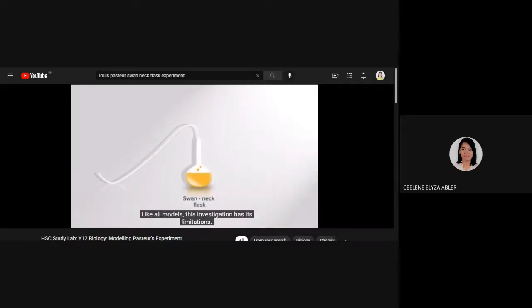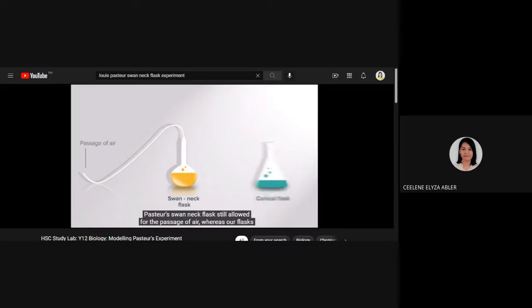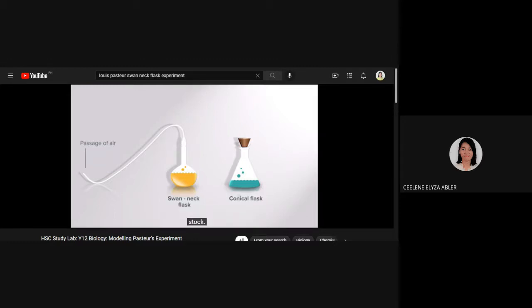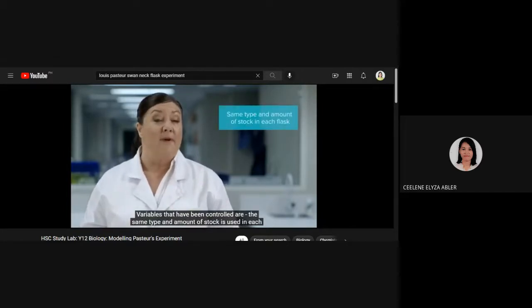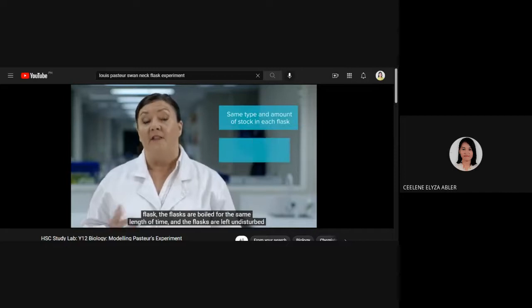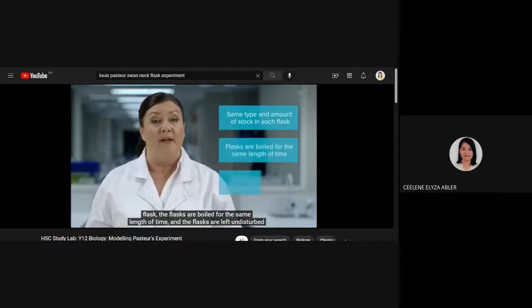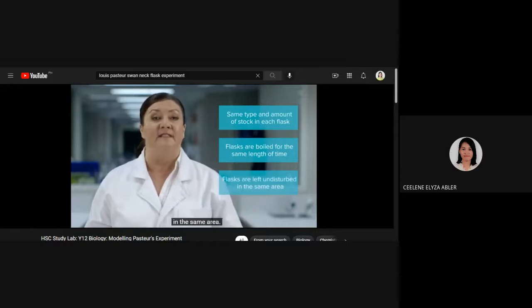Like all models, this investigation has its limitations. Pasteur's swan neck flask still allowed for the passage of air, whereas our flasks are stoppered to prevent air from entering. In this investigation, the independent variable is access to the air, which may contain microbes. The dependent variable is microbial growth in the form of colour change and clarity of the stock. Variables that have been controlled are the same type and amount of stock is used in each flask, the flasks are boiled for the same length of time, and the flasks are left undisturbed in the same area.